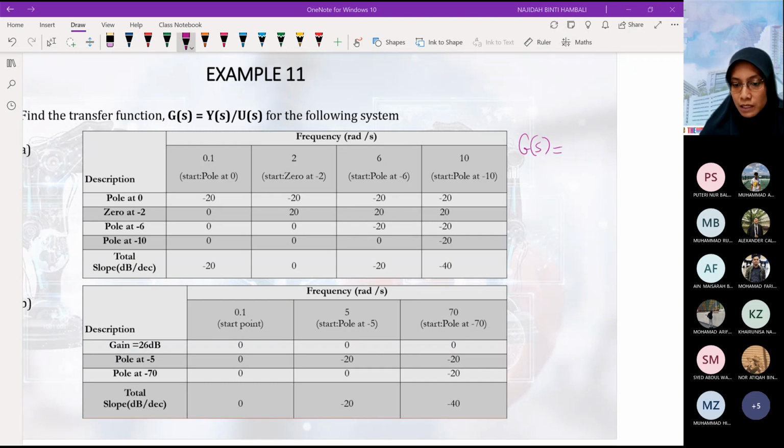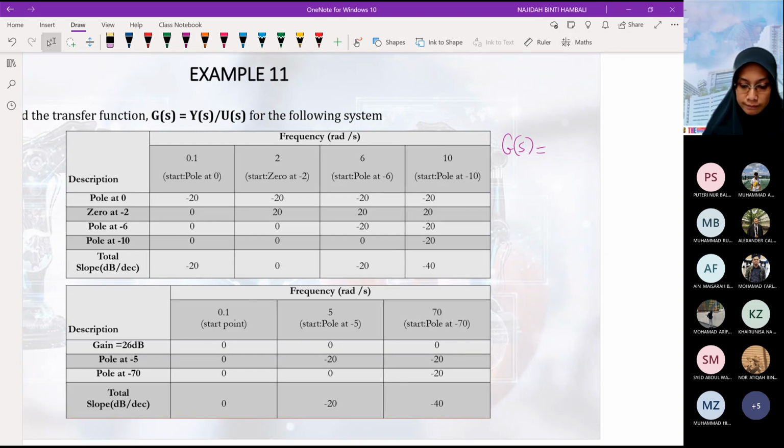Sometimes for frequency response question, instead of giving you the direct open loop transfer function in the question, they can give you the information in terms of Bode table. Then you need to determine your open loop transfer function and start your Bode plot sketching.